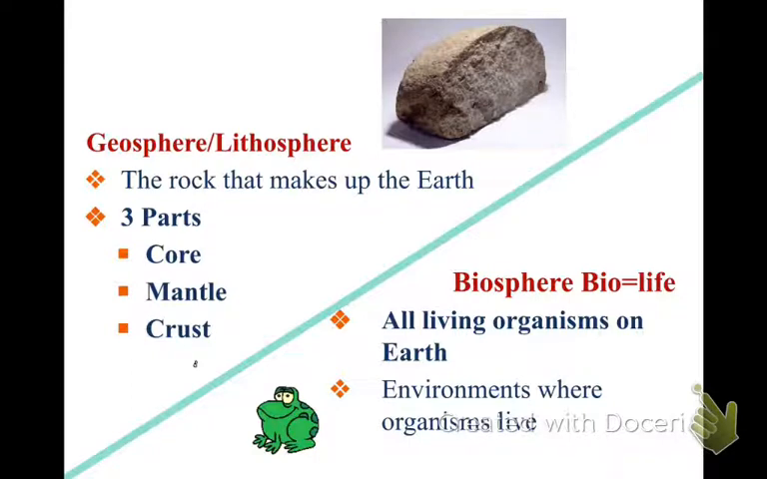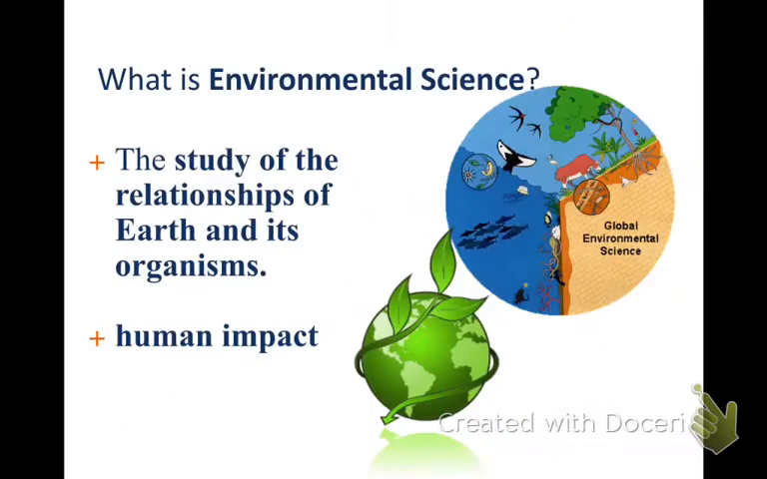Okay, and let's move on. So environmental science. This is simply the study of relationships with Earth and its organisms, or if you just want to write down human impact, I'm fine with that. Okay, so environmental science is really just human impact. We're going to look at what humans are doing to the earth and how we're impacting those different systems. So what is environmental science? Just write down human impact and you should be good on that.